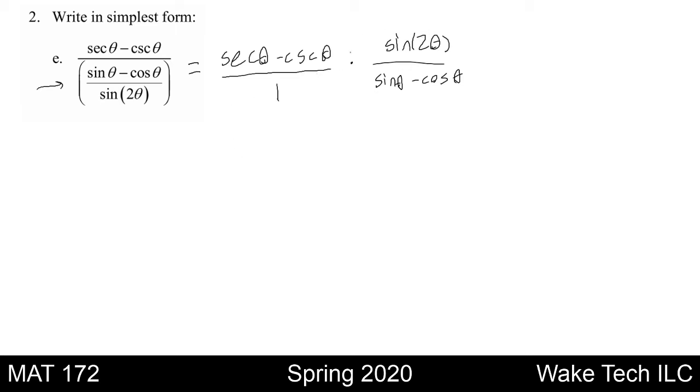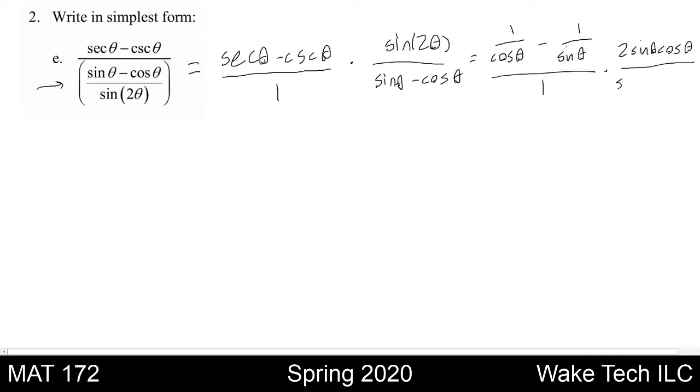Next, we can simplify this quite a bit more by writing everything in terms of sine and cosine. I notice we have a sine of 2 theta instead of just a sine of theta, which we have a formula for. And we have formulas for secant theta and cosecant theta in terms of sine and cosine. Secant theta can be written as 1 over cosine theta. And cosecant theta can be written as 1 over sine of theta. Sine of 2 theta can be written as 2 sine theta cosine theta, and sine minus cosine will stay the same.